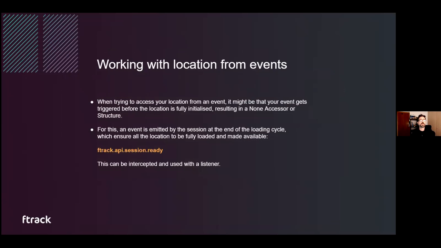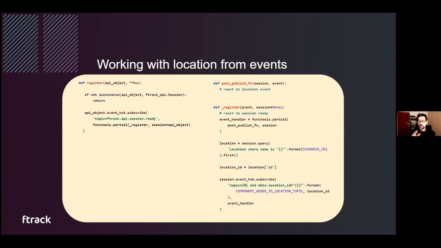Working with location from events. Now, this is a bit of a tricky one, but basically, because locations are registered through events, your script might get registered before the location. So if you try to access the location, it won't be available at that point in time. What happens is the ftrack API session, at the end of its loading cycle, will emit an event, the ftrack API session ready event, which you can hook into. When you react to that event, everything in the session has been done, and so you can ensure your location is available. And this is how you use it.